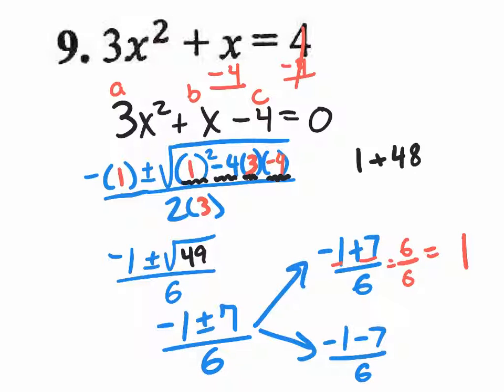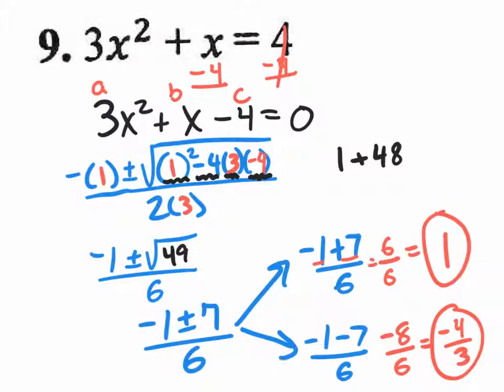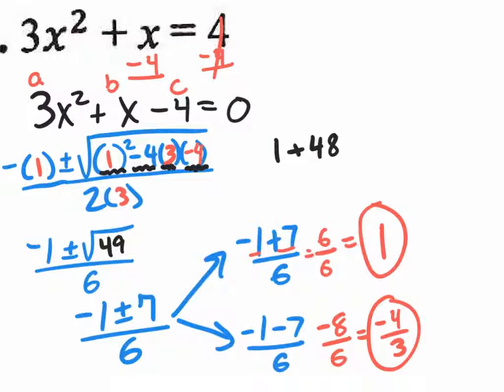And on the bottom, you have a negative 8 over 6, and reduce that, because you can't divide 8 by 6. Just reduce it by 2, and you'll get a negative 4 over 3. So both of those are your answers, 1 and negative 4/3. That second answer, negative 4/3, you could technically rewrite as negative 1 1/3.